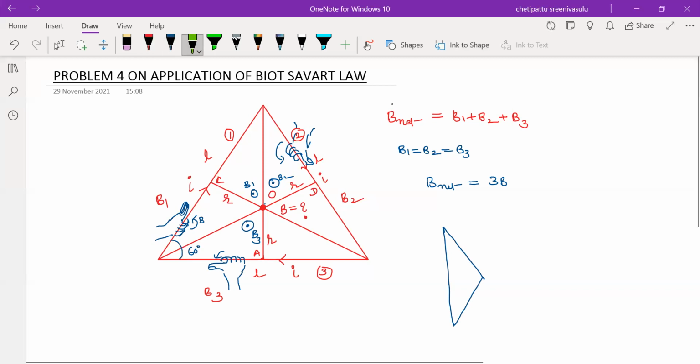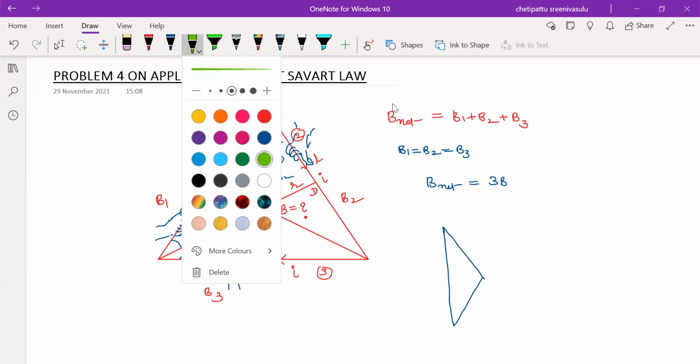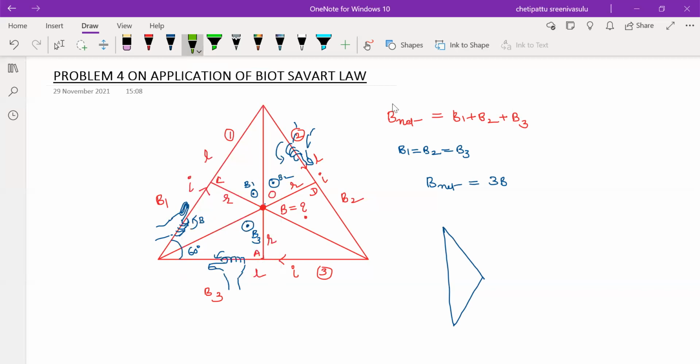Now, I'm asking, you look at here, what about this angle? Only this angle. This angle will be 30 degree. What about this angle? This angle will be 90 degree. So here also, what about this angle? This angle will be 90. This is 90, 30. What about this angle? 60.